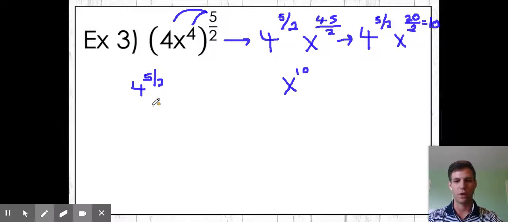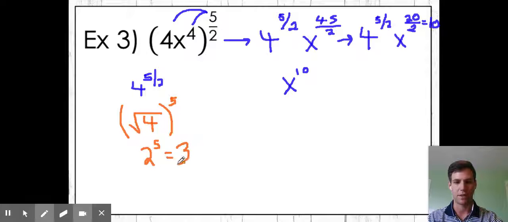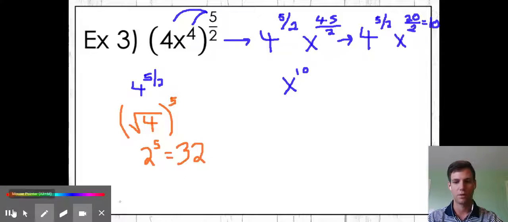So first of all, we know we're going to do to the 5th power, and we're doing a half. So that means we're doing the square root of 4. So like in our previous problem, we're going to do the square root of 4 first, because I know that's 2, and then raise that to the 5th power. So that would become 2 to the 5th power, which our calculator would tell us is equal to 32.